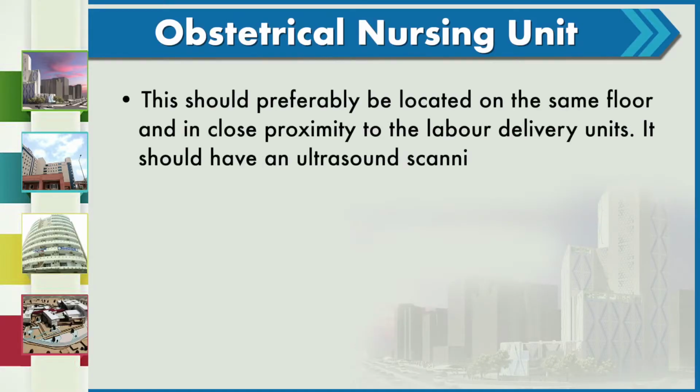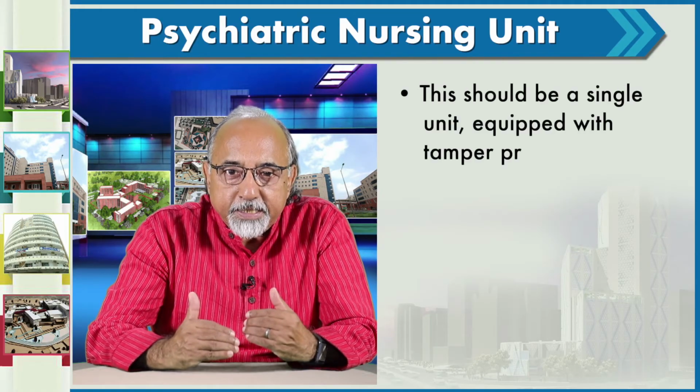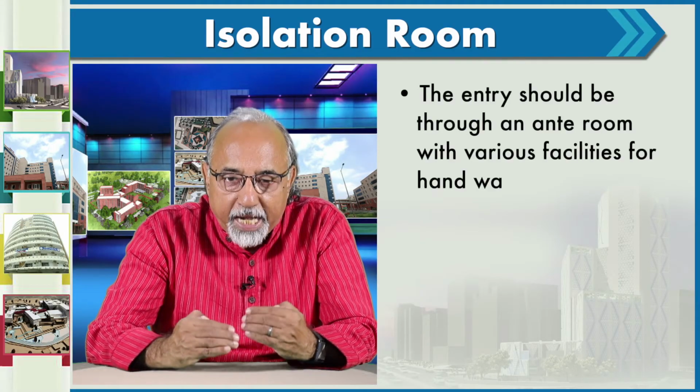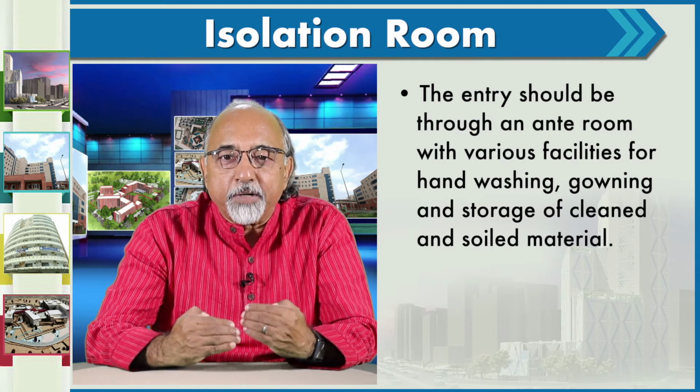Obstetrical nursing unit and birthing center. This should preferably be located on the same floor and in close proximity to the labor delivery units. It should have an ultrasound scanning room. A day room should also be provided. Psychiatric nursing units. This should be a single unit equipped with tamper-proof fittings and accessories. Isolation rooms. The entry should be through an anteroom with facilities for hand washing and gowning and storage of cleaned and soiled materials separately.